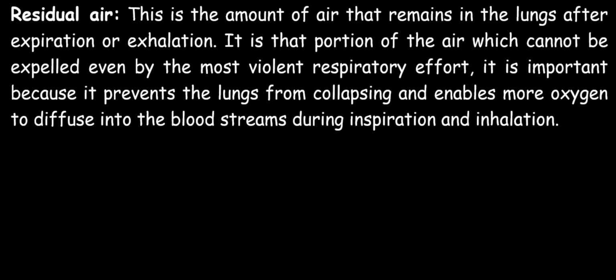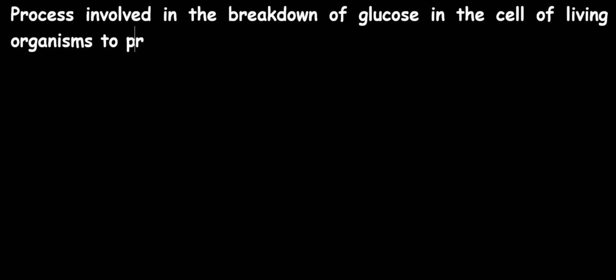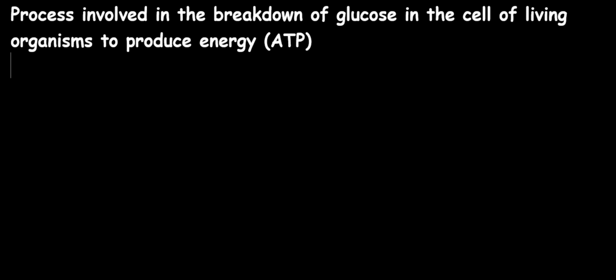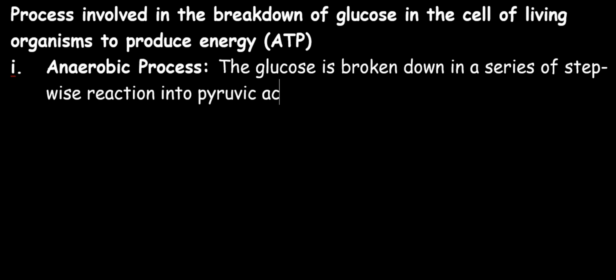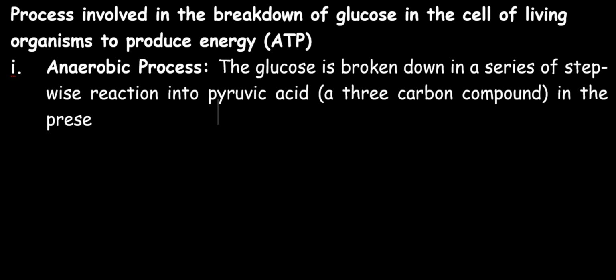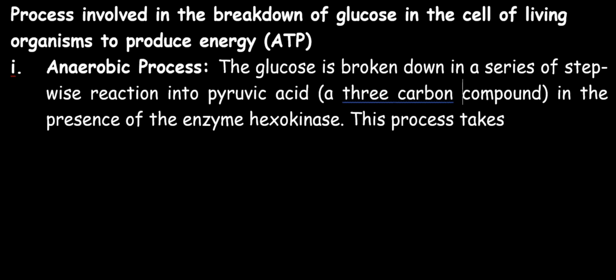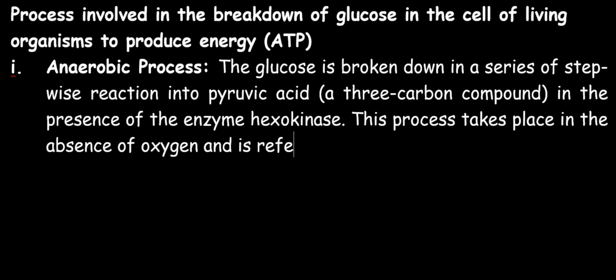So now we are going to be looking at the process involved in the breakdown of glucose in the cell of living organism to produce energy, that is ATP. And this process is grouped into two, including the anaerobic process and the aerobic process. We are first going to be taking the anaerobic process. In the anaerobic process, the glucose is broken down in a series of stepwise reactions into pyruvic acid. Pyruvic acid is a 3-carbon compound. This is done in the presence of the enzyme known as hexokinase. This process takes place in the absence of oxygen, and it is referred to as anaerobic glycolysis.